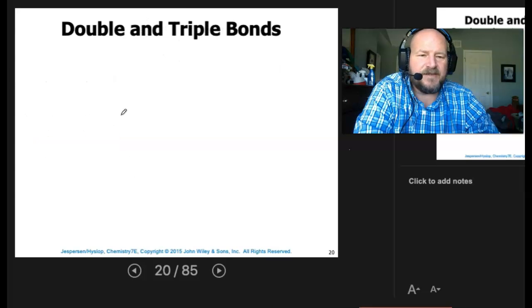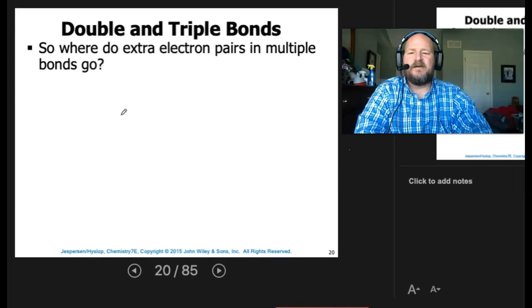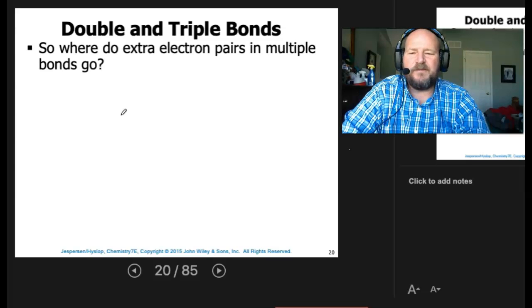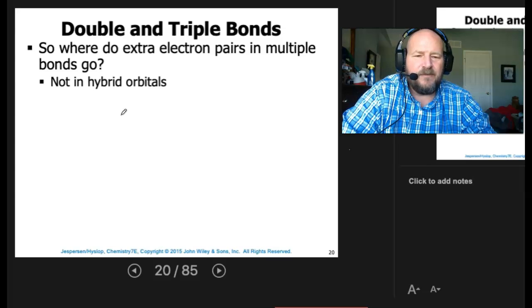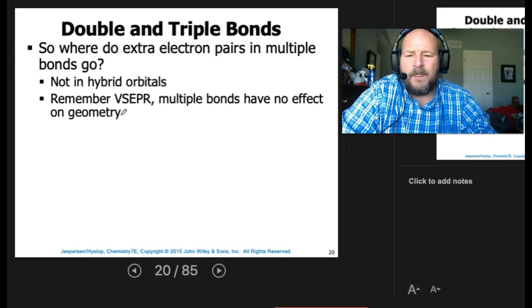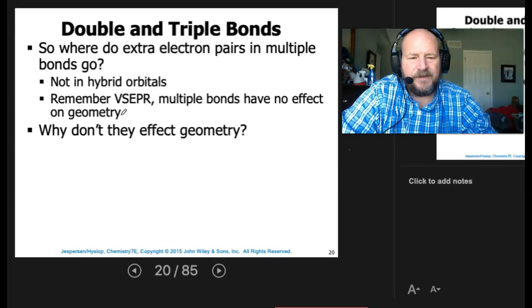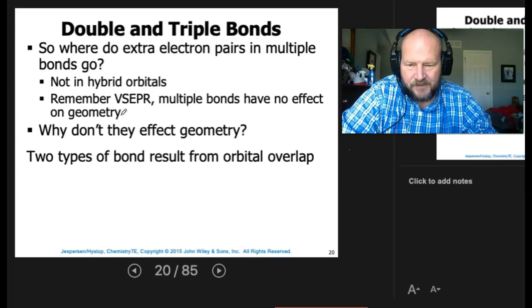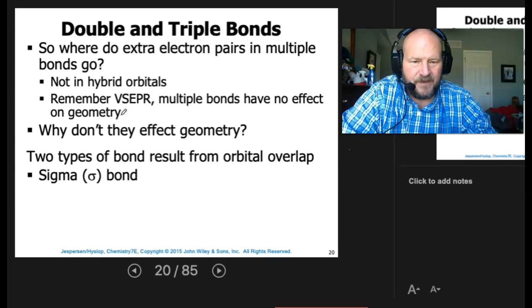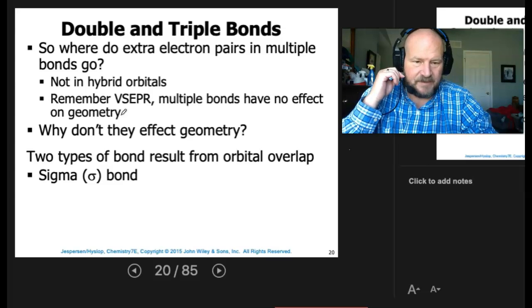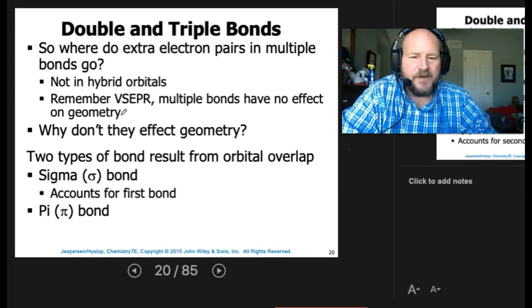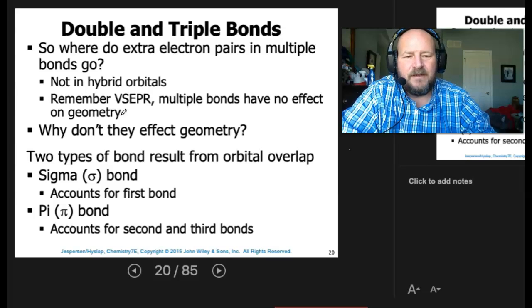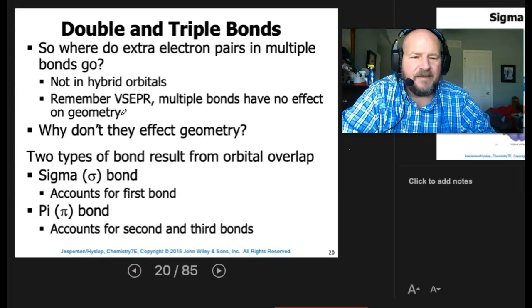All right. Our next topic then is going to be double and triple bonds. So where do the extra electron pairs and the multiple bonds go? They can't go into the hybrid orbitals. That won't make a whole lot of sense. Remember, the VSEPR, multiple bonds have no effect on geometry. So why didn't they affect the geometry? Well, we had two types of bond result from the orbital overlap. We can have a sigma bond, which is going to account for our first bond, and then we're going to have what we call a pi bond. And this is going to account for second and third bonds.